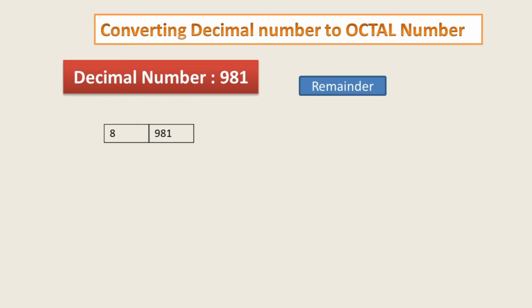Again we will follow the same pattern like we did for decimal to binary, where we successively divided by 2. Here we will successively divide it by 8. So let us say we have the number 981. We will start dividing the number by 8 and store the remainder.